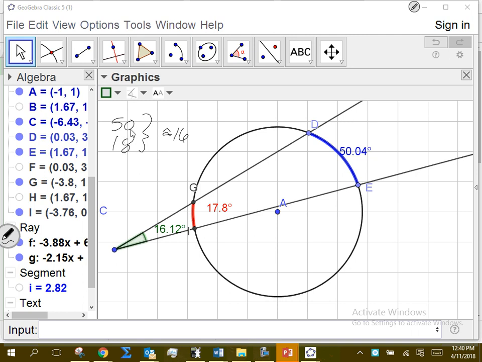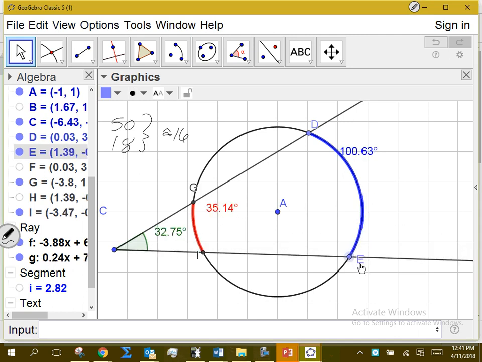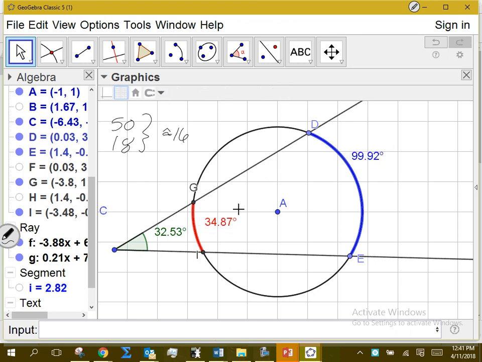Okay, so subtract 50 and 18. What's that give me? 30 something. 32. How's 32 relate to 16? Okay, 16 is half of 32, right? So let's see if that relationship exists again. Go back out to this 100. If that's 100, and this is 35, what's 100 minus 35? 65. What's half of 65? 32.5, right? Is that 32.5?